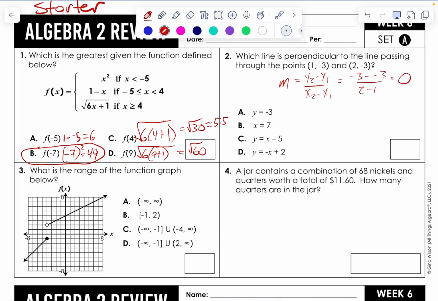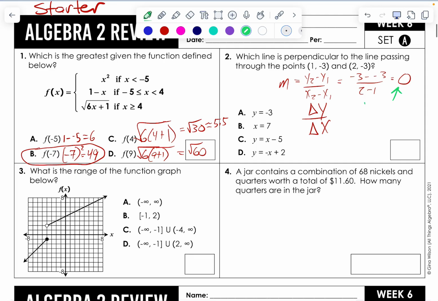Number 2, which line is perpendicular? So first thing we have to do is find the slope. I've done that already. Remember slope: y2 minus y1 over x2 minus x1. It's just change in y over change in x, that's all. We plug that in. -3 plus 3 is 0, so the whole thing is 0. What kind of line has a slope of 0?